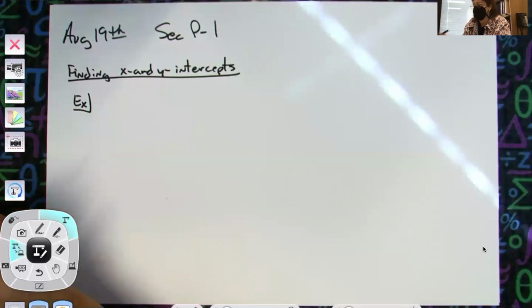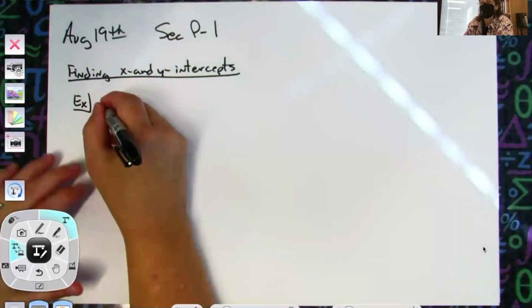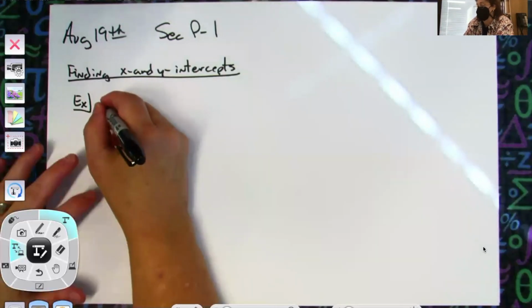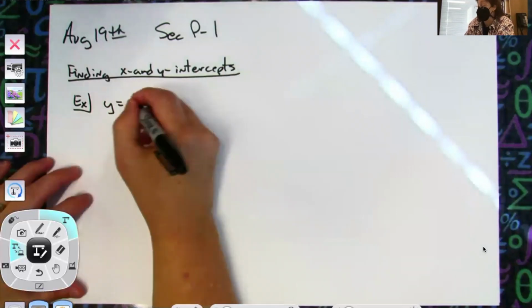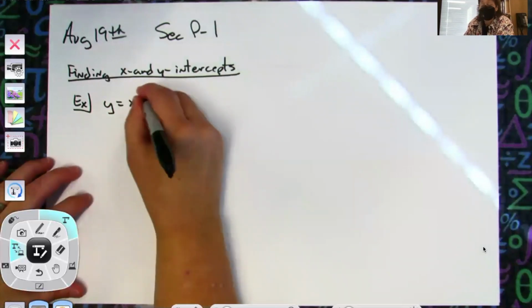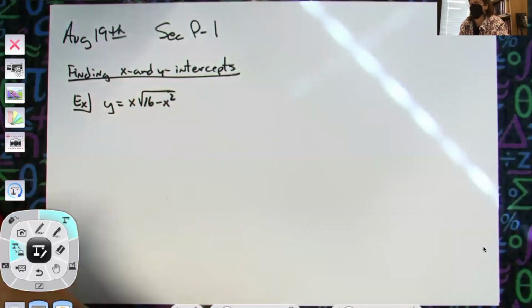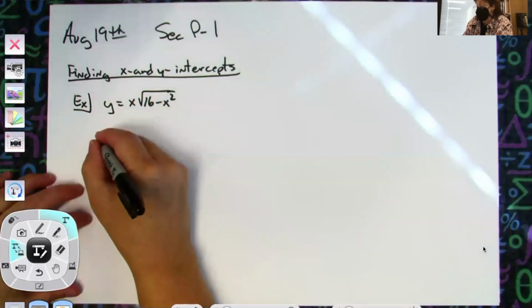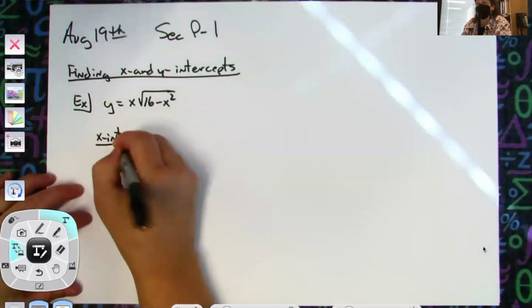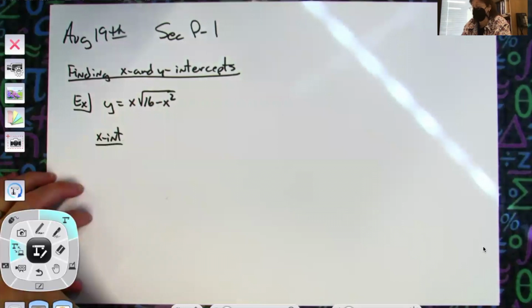You might have equations either in function form or y equals. So this one's just going to be like, say, y equals x times the square root of 16 minus x squared. We didn't really do a lot of weird, strange looking equations this year, but now we're going to introduce those. The way you do it is the exact same way. You've got to find x and y intercepts separately. So you're going to find those x intercepts first.